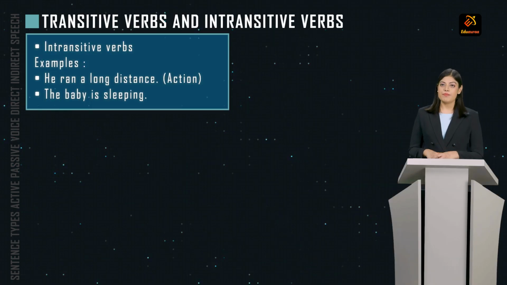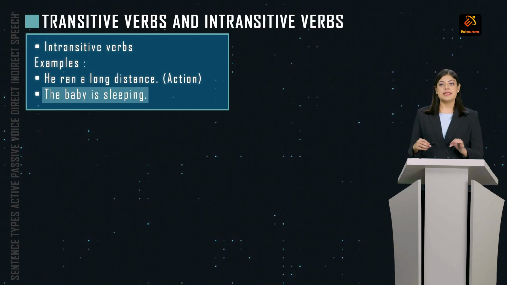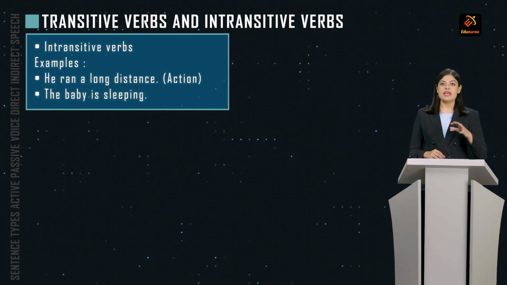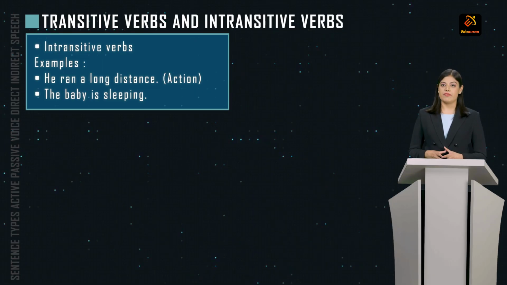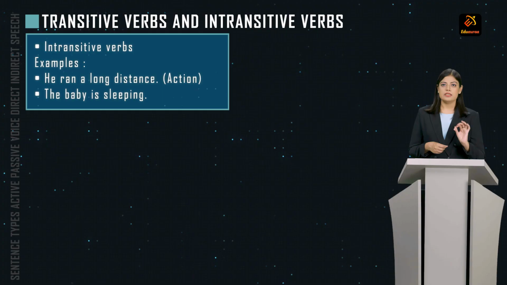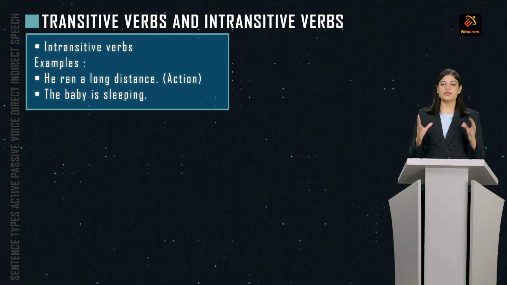Let's try another example. The baby is sleeping. The baby is the subject, is sleeping. Is my auxiliary verb, sleeping is my main verb. Is there an object after that? No, there isn't. The sentence ends there, so this becomes an intransitive verb. Transitive and intransitive are extremely easy the minute you understand the basic concepts of sentences and the minute you understand how to identify subjects, verbs, and objects, the three most important parts of a sentence. The minute you get that, transitive and intransitive are super easy.